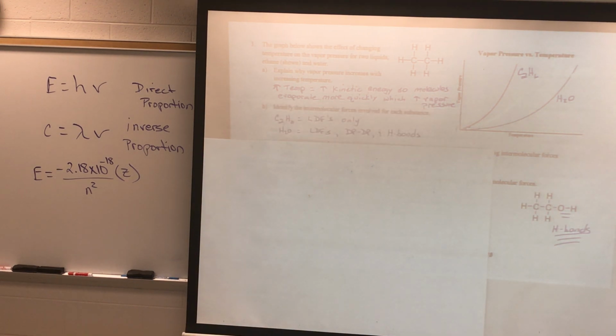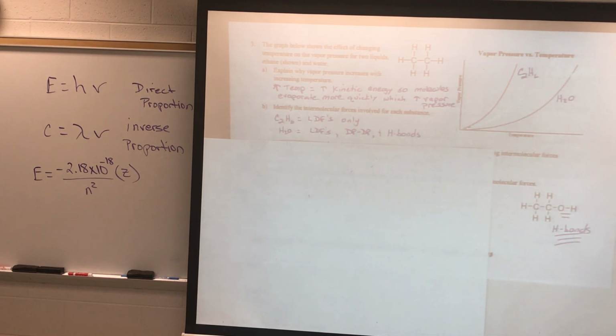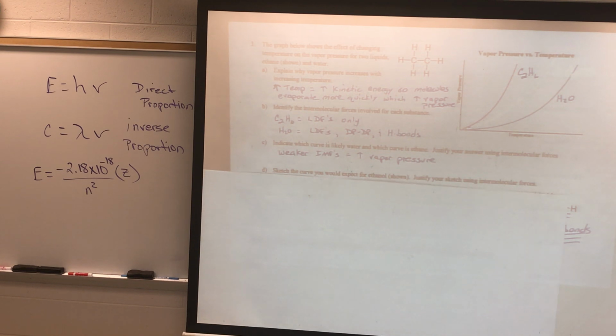All right, and then here's just your explanation why. Well, we already kind of talked about that. Ethane only has LDFs, water's got all 3. Much stronger attractive forces, therefore it's got a lower vapor pressure. Now, indicate which curve is likely water. We already did that, talked about that. Have those labeled. Now, sketch on the curve where you would expect ethanol. Well, ethanol, where do they show ethanol?